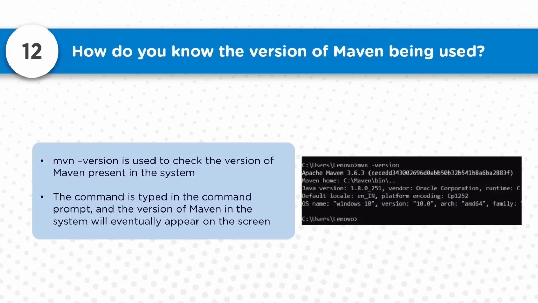So next question is how do you know the version of Maven being used here? The version of Maven is pretty easy to find. All you have to do is go for mvn space --version. The moment you do that, it will let you know what JDK or Java version you are using, and it will also show you what particular Maven version you're going to use here. All those details you will be able to get with that particular command.